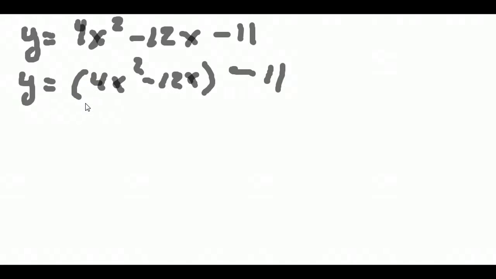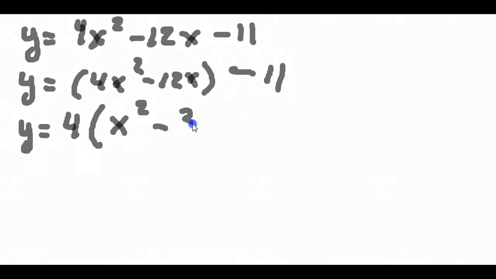So the 4x squared minus 12x, we can pull a 4 out. So we have our a term as 1. So we get y equals 4 open x squared minus 3x close minus 11.